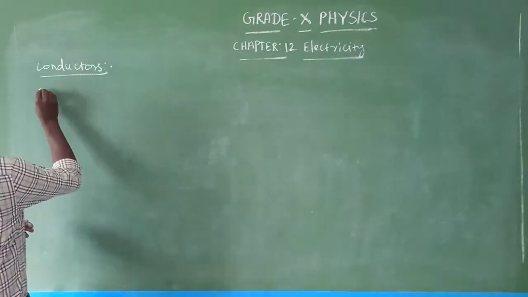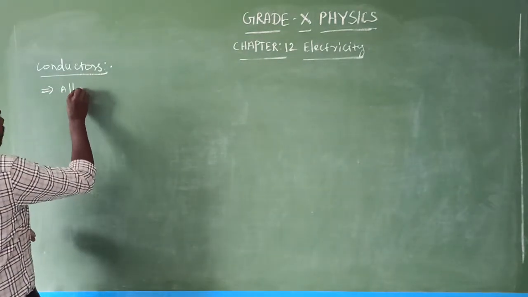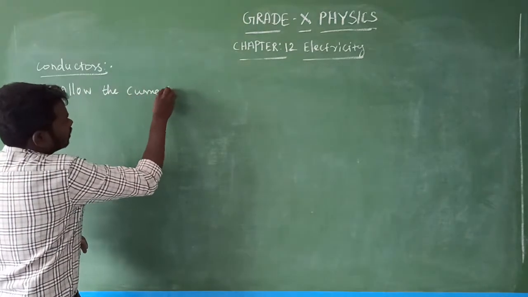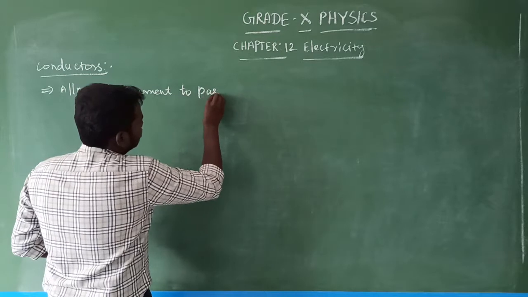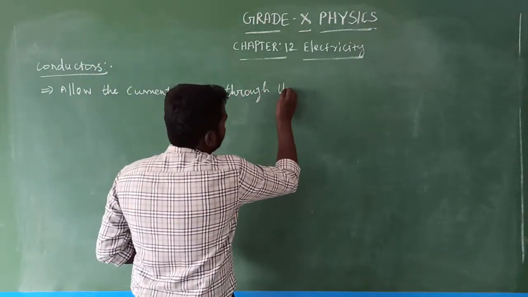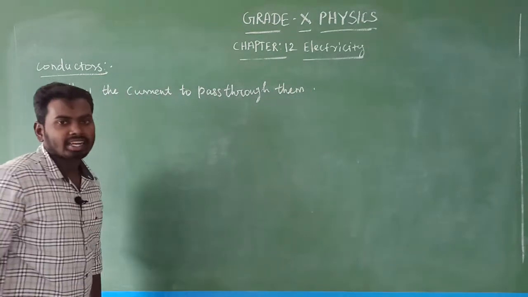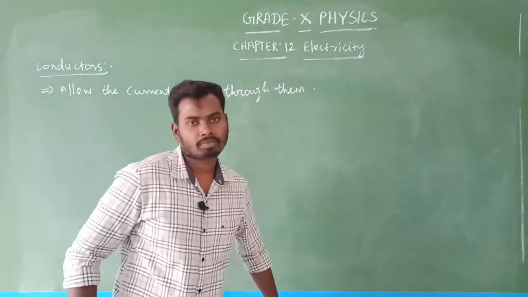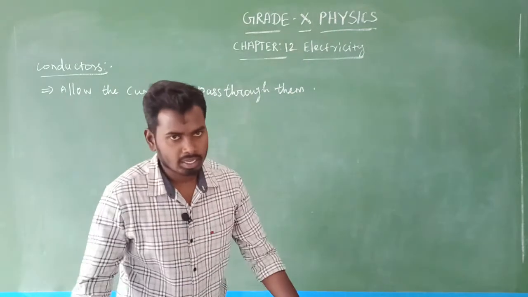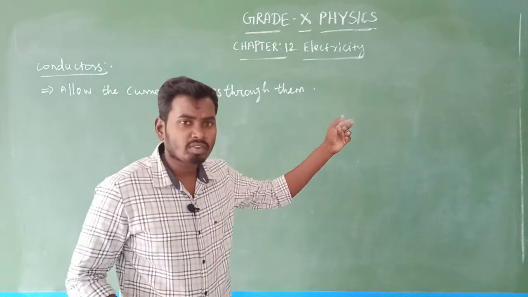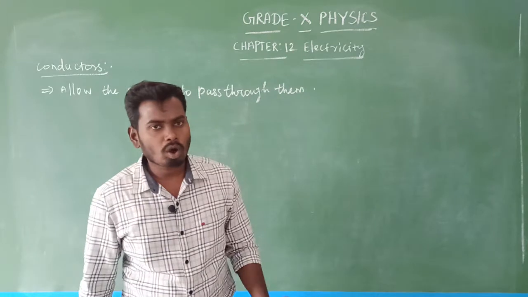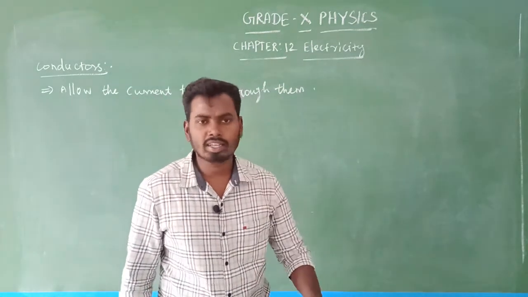Conductors allow the current to pass through them, which means we can say the conductors conduct the current. Is it clear? Very simple. Because already we know what is electricity, which means what is current. The flow of electrons is called current, or otherwise we can say that is electricity.